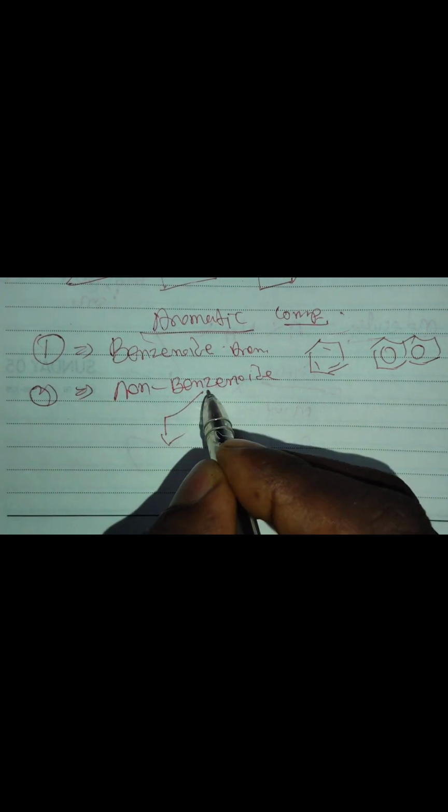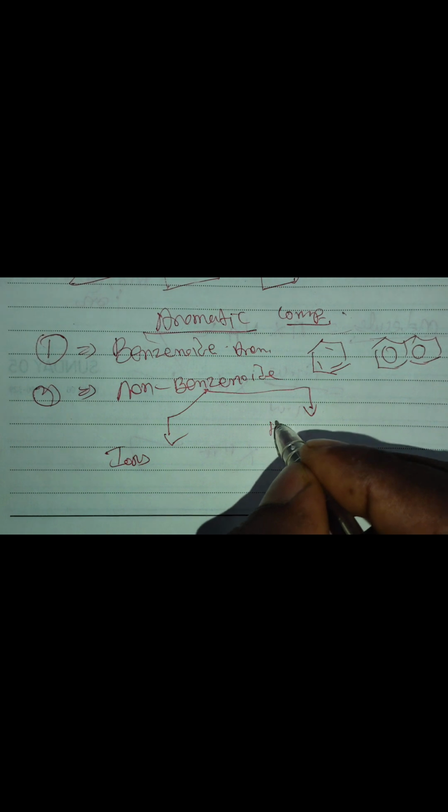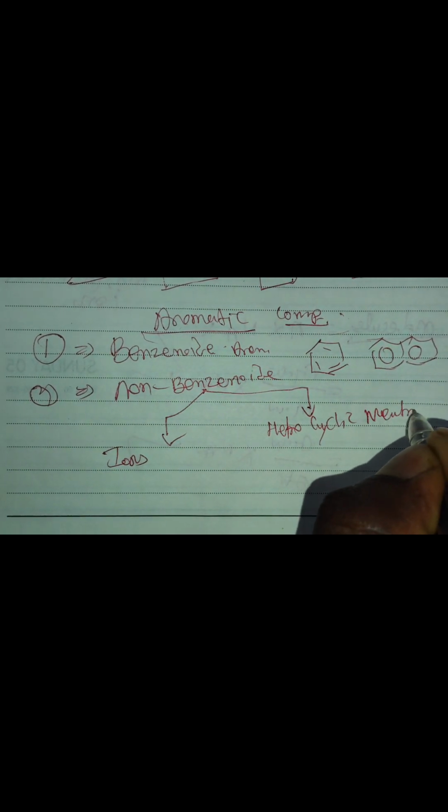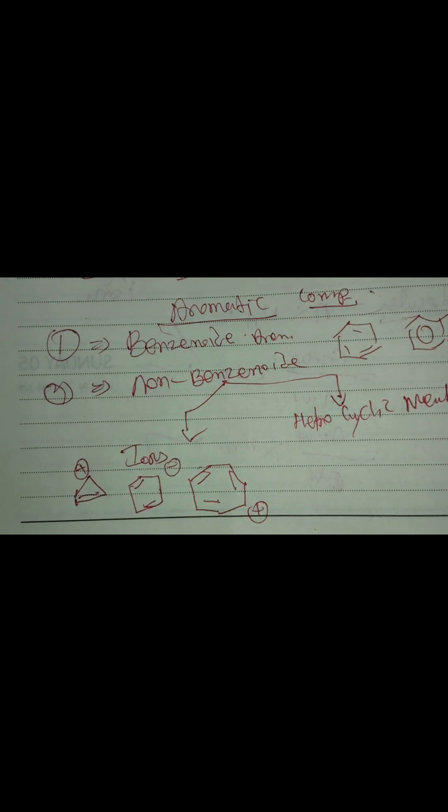Non-benzenoid aromatic compounds are of two types: ions, and heterocyclic neutral compounds. The ions are the cyclopropenium cation, the cyclopentadienyl anion, which has a minus charge, and the tropylium carbocation, with double bonds and a positive charge. Those are ions, yet they are aromatic compounds.